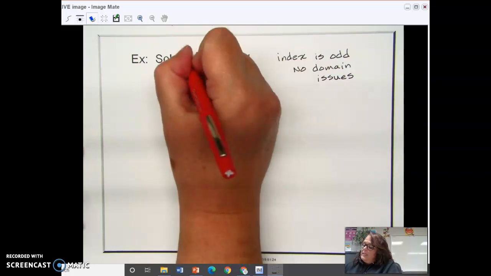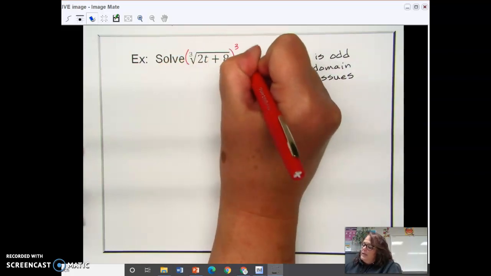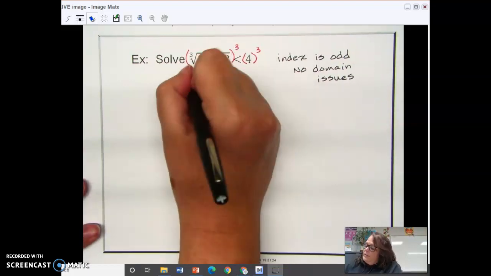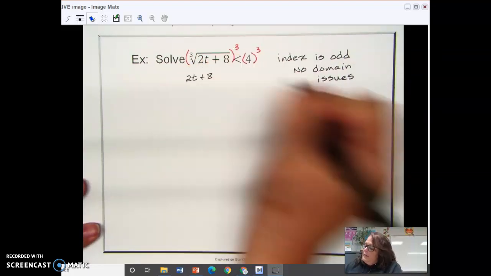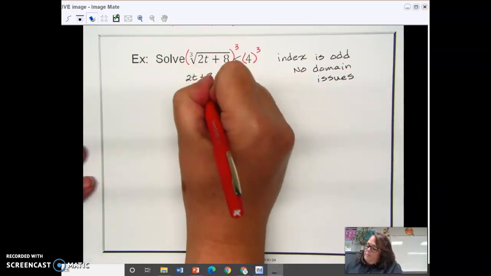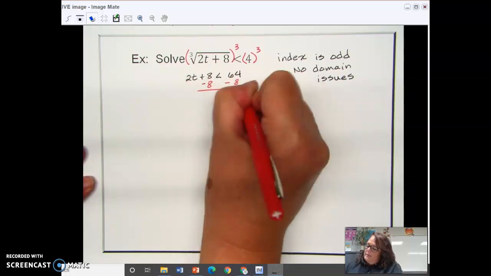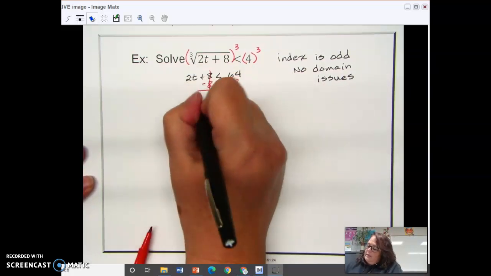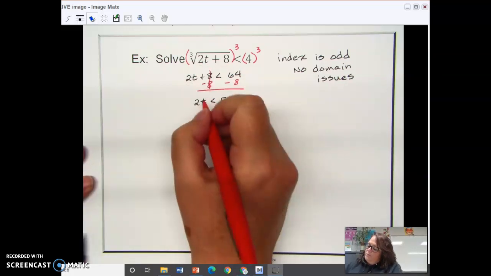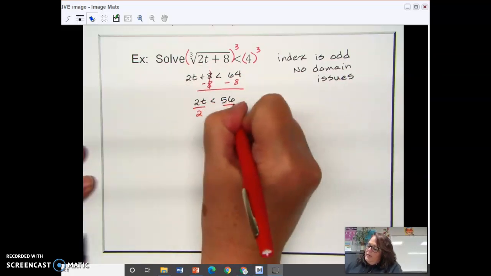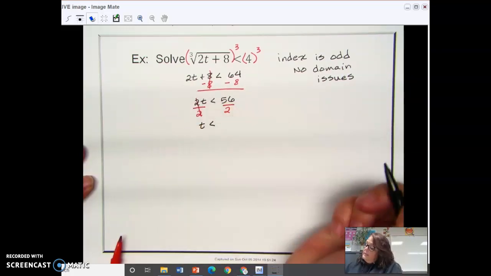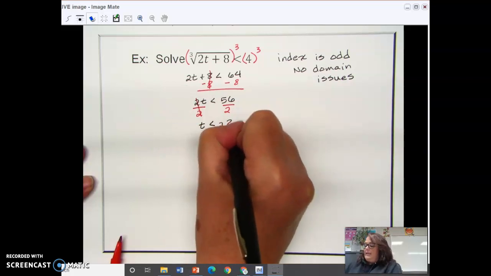So we're going to go ahead and cube both sides because that's the inverse of a cube root. And when I do that, I get 2t plus 8 is now less than 64. And then if I subtract 8 from both sides, we get 2t is less than 56, which makes, if I divide by 2, it's okay to divide by a positive. I don't have to change my inequality. And that makes t less than, and I believe that's 28.